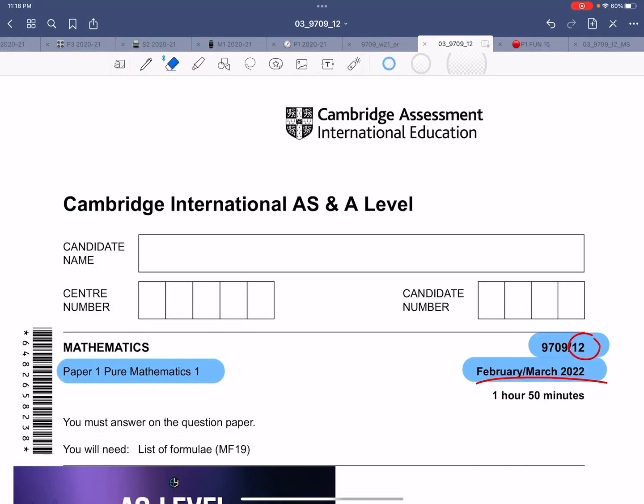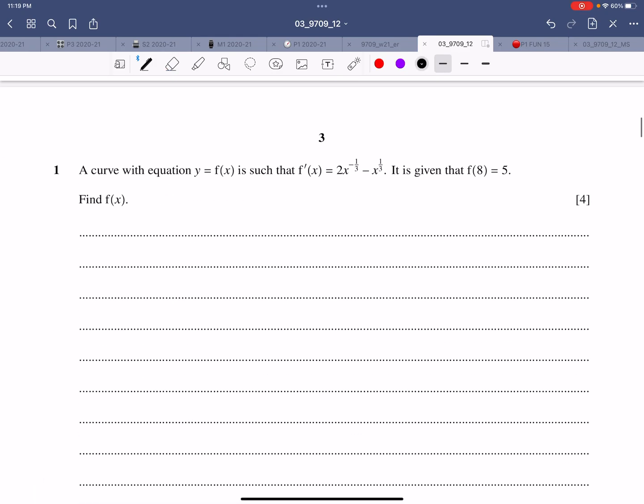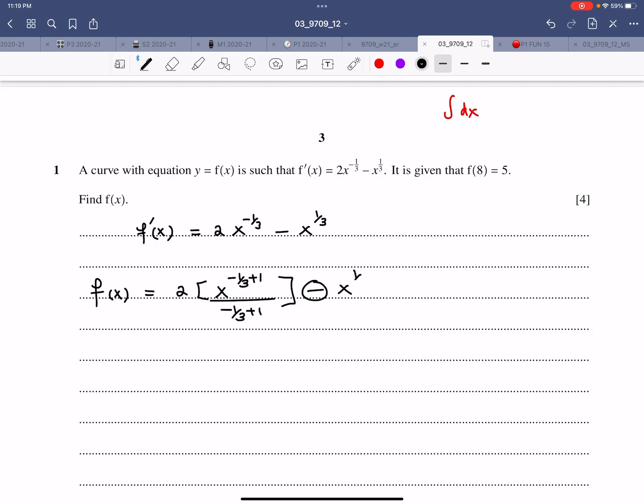2022, and we are starting with this paper. The first question is the usual integration question. You have a gradient function which is 2x^(-1/3) minus x^(1/3), and you have to integrate it. So 2 as it is, x raised to power of (-1/3 + 1) over (-1/3 + 1), minus, don't forget this, x raised to power of (1/3 + 1) over (1/3 + 1), plus a constant of integration c.